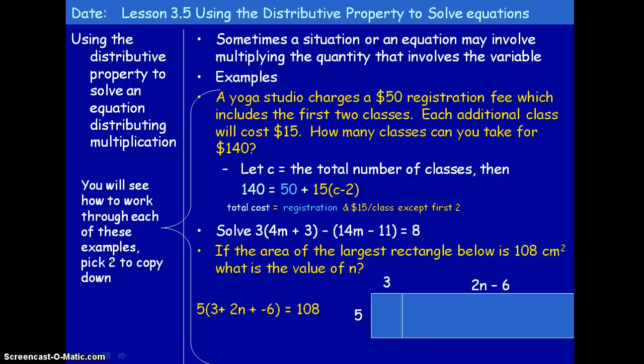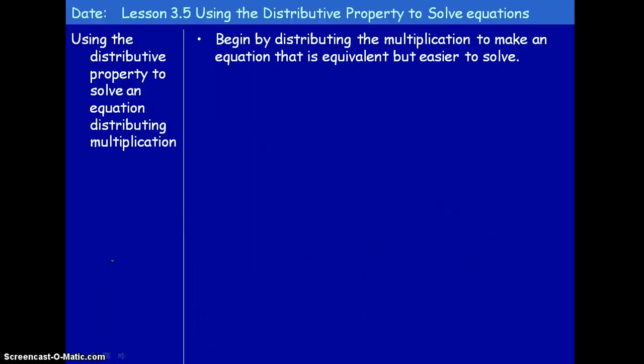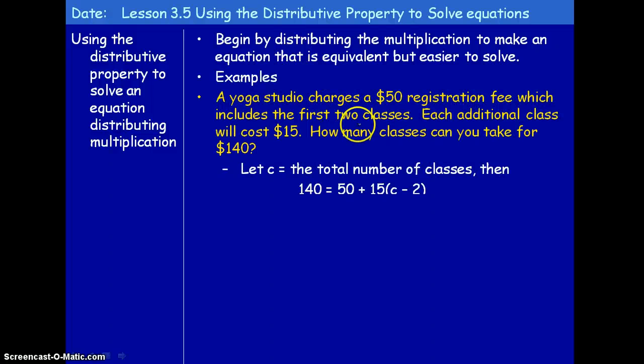Wait, that says 2. You should work through 2 of these examples. So let's get started with our yoga studio. If necessary, we will begin by distributing the multiplication to make an equation that is equivalent but easier to solve. So, our equation with our yoga studio. Can we use the distributive property to eliminate the parentheses, making this an easier equation to solve?